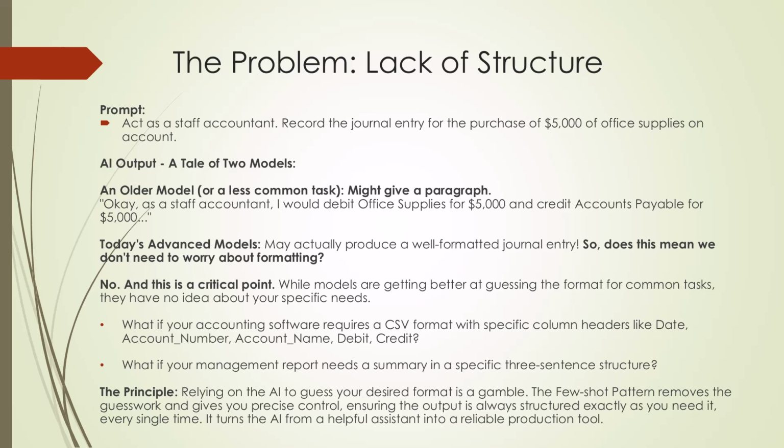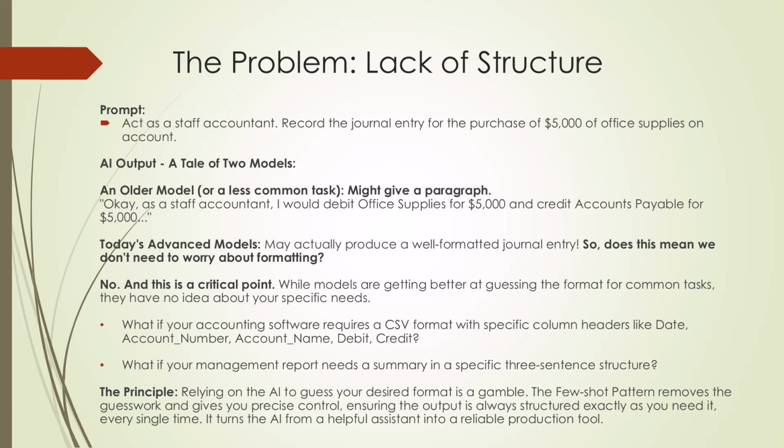Let's say we give the AI a prompt with a good persona, act as a staff accountant. Record the journal entry for the purchase of $5,000 of office supplies on account. Now, if you had tried this with an older AI model, or if you ask it to perform a less common task, you might get a paragraph as a response. The accounting would be correct, but the format would be unusable for any practical purpose.